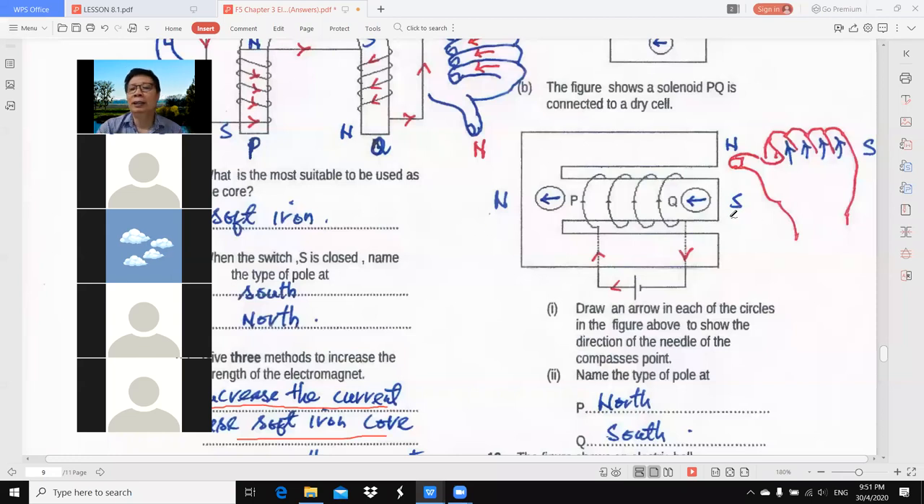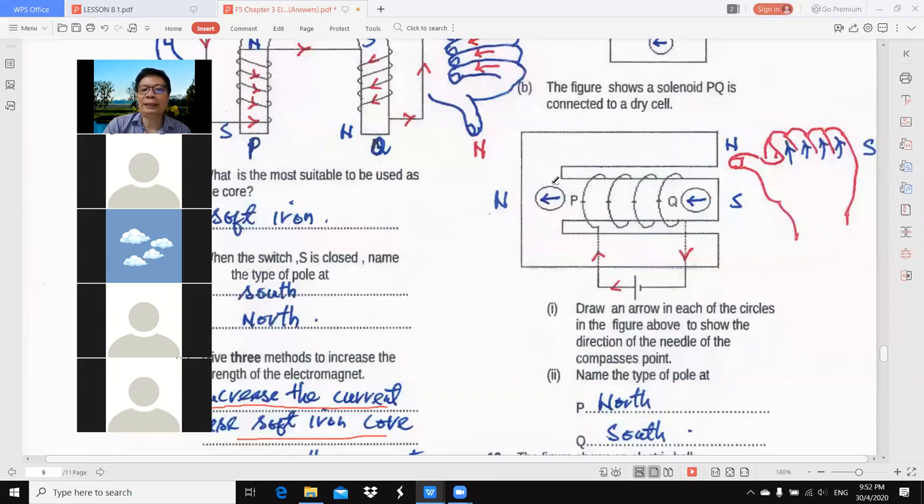So remember, in this right hand grip rule, the thumb does not follow the current. The thumb determines the direction of the magnetic pole, north or south, for a solenoid. You hold the solenoid like that, and the thumb points to the north. So P is north, Q is south, so that is the answer.